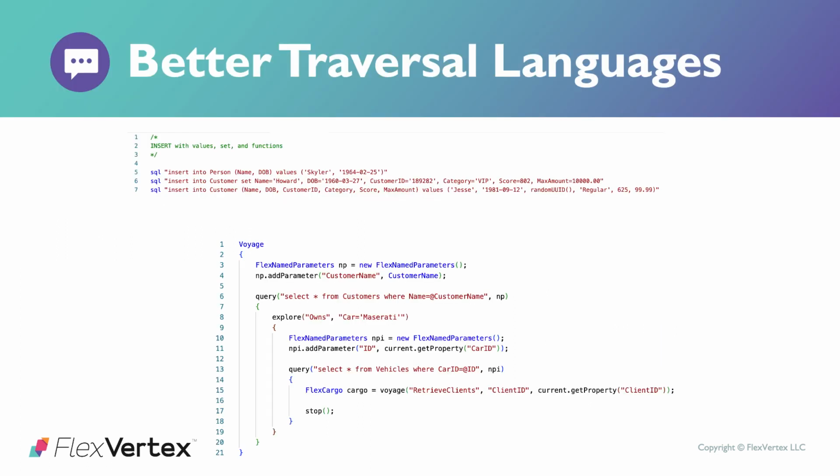Cumbersome and confusing data traversal languages continue to plague most graph databases. In contrast, FlexVertex supplies a robust SQL implementation alongside Voyager, our revolutionary multiverse traversal language. Taken together, these easily understood languages democratize data access to a vastly larger constituency than ever before. And best of all, they're accessible from all FlexVertex APIs.